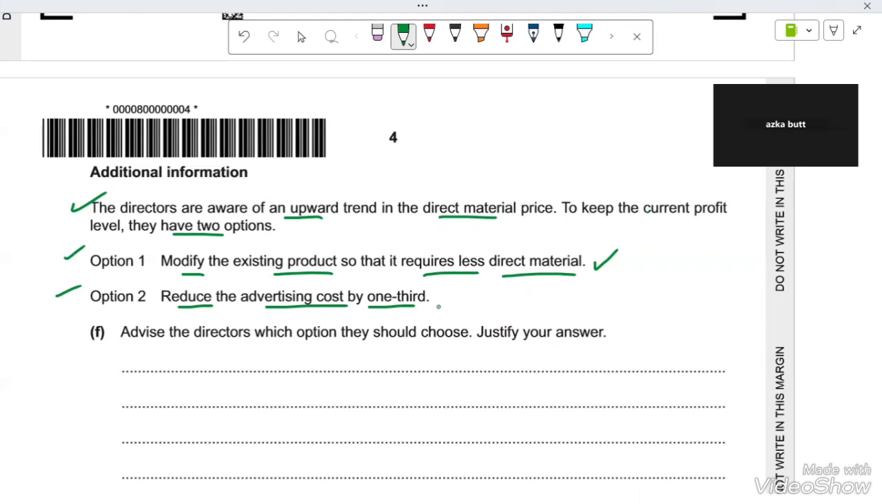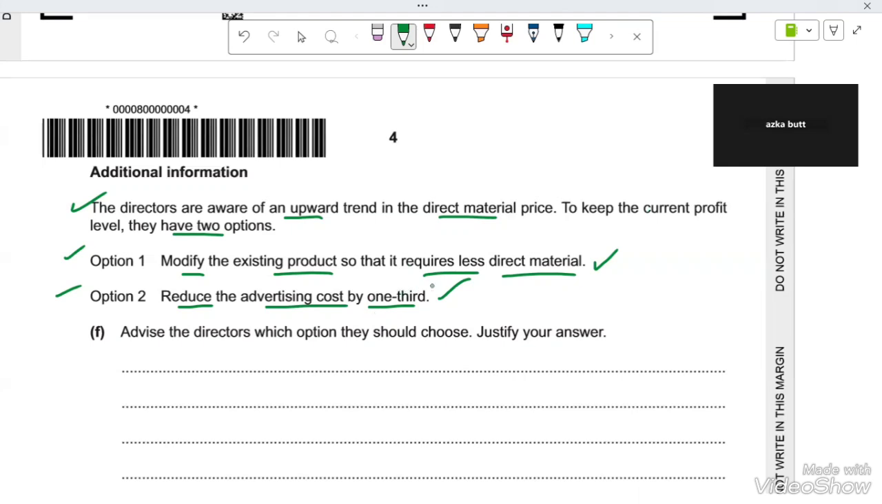If we talk about option two, in which we reduce advertising cost by 1/3, there's a potential benefit: an immediate cost saving, because reducing advertising by 1/3 lowers expenses without changing production cost. It also doesn't involve modifying the product. This option does not require R&D investment or process changes.